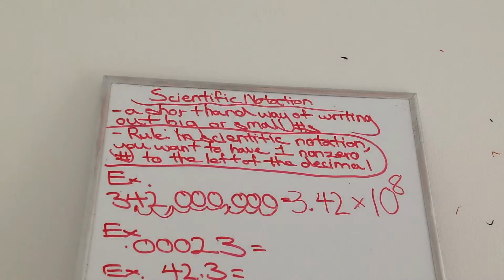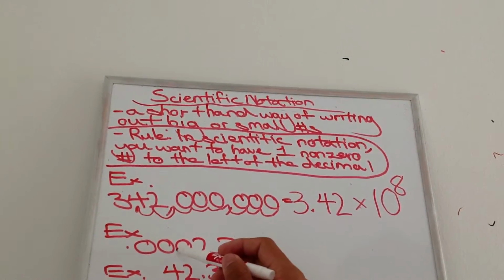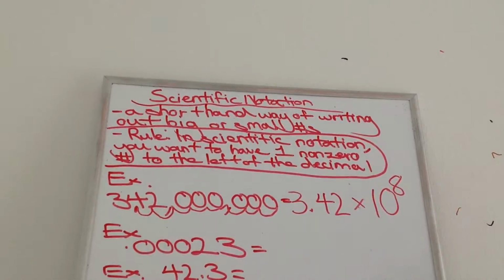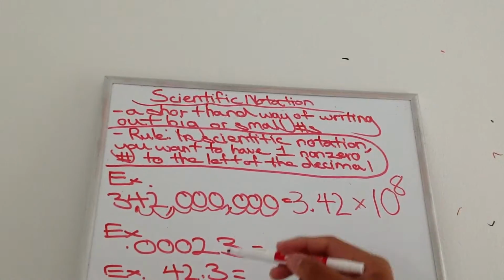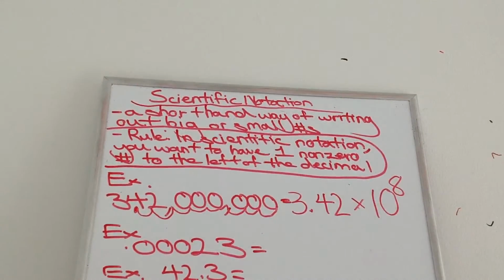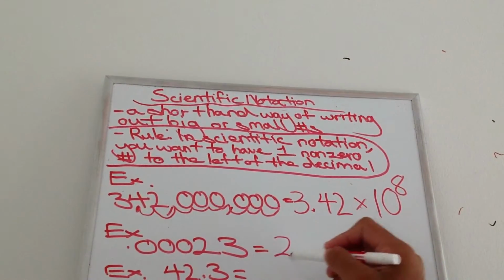What about a small number? 0.0023. The same rule applies. You want one non-zero number to the left. So where do you want to move it? Do you want to move it here? Well, no, because there are no non-zero numbers. Do you want to move it here, between 2 and 3? Yes, because there's only one non-zero number after the decimal point if you put it here, which is 2. So change it to 2.3.